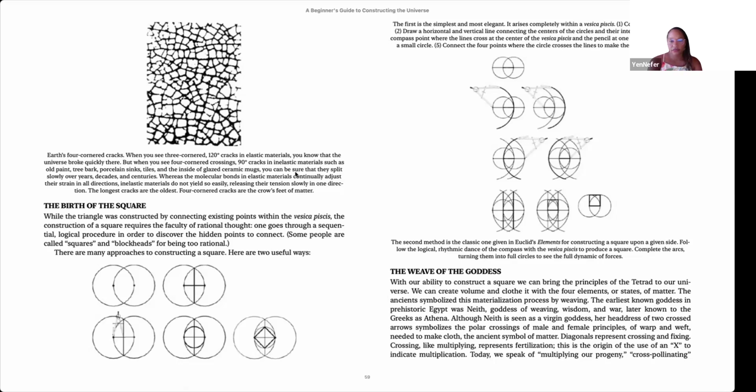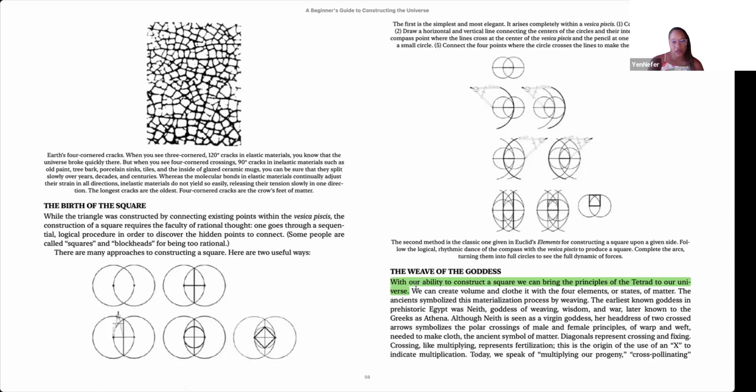The weave of the goddess. With our ability to construct a square, we can bring the principles of the tetrad to our universe. I need to highlight that, y'all. With our ability to construct a square, we can bring the principles of the tetrad to our universe. We can create volume and clothe it with the four elements or states of matter.